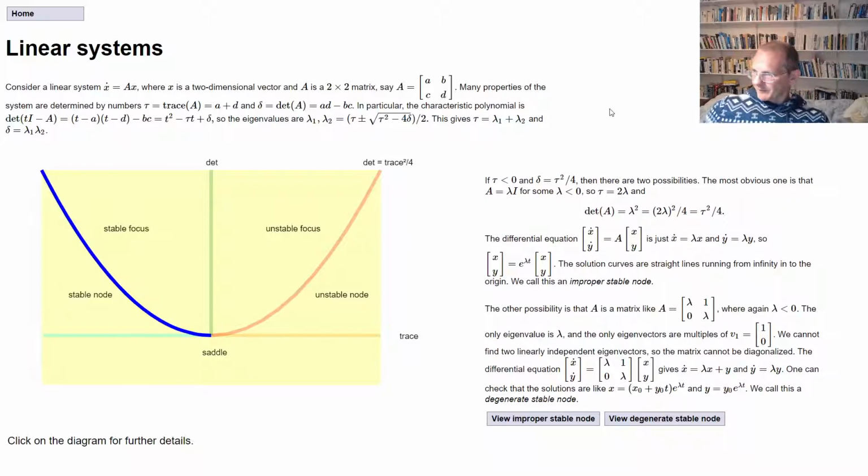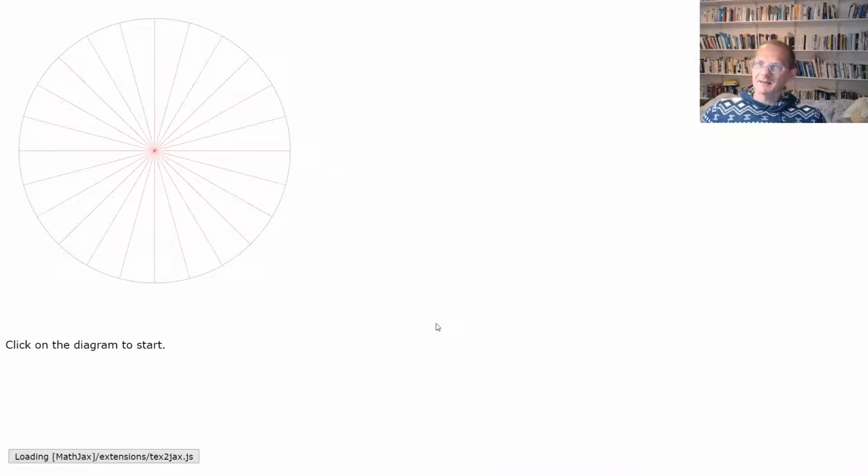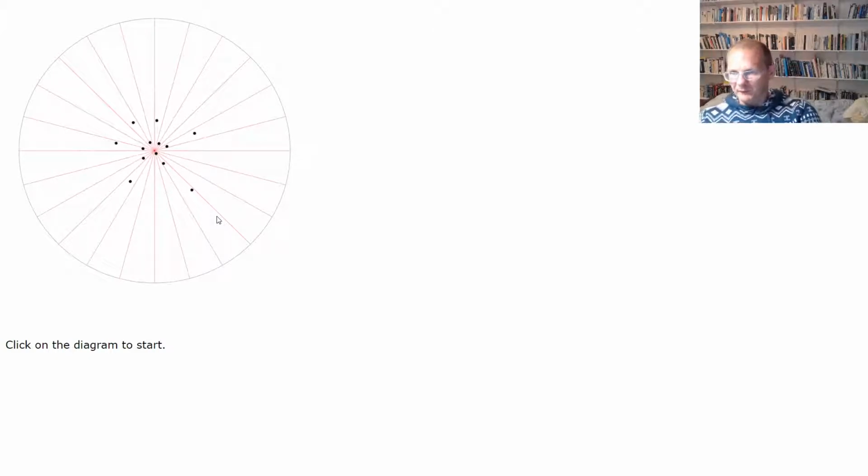Final possibility. You can have so-called improper stable nodes. That's in between a node and a focus. And the deal in this case is you flow in towards the origin, but you just flow along straight lines. There's none of this curving. So that's the last of the possibilities.